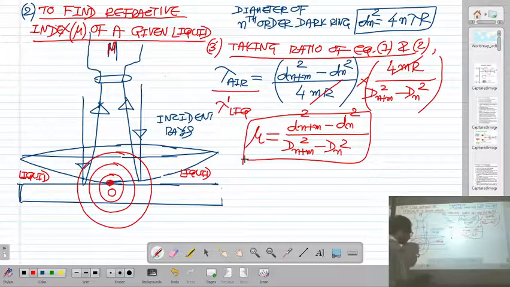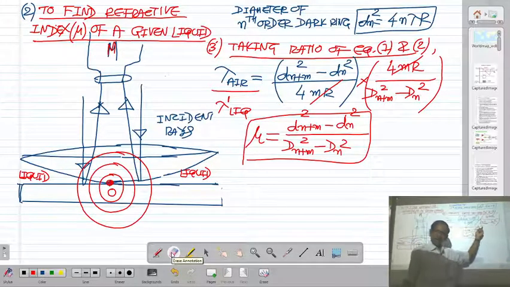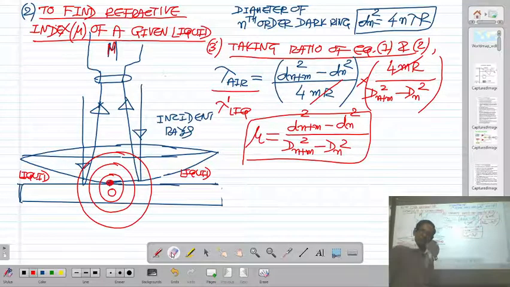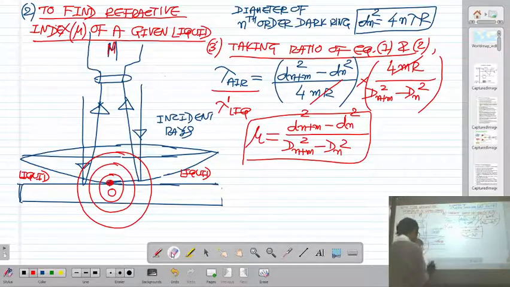Please remember, once again I repeat, what is small dn plus m? It is the diameter of n plus m order dark ring in air. Small dn square is the diameter of nth ring in air. Capital D is the diameter in liquid. So capital Dn plus m is the diameter of n plus m order dark ring in liquid, and dn square is the diameter of nth order dark ring in liquid.